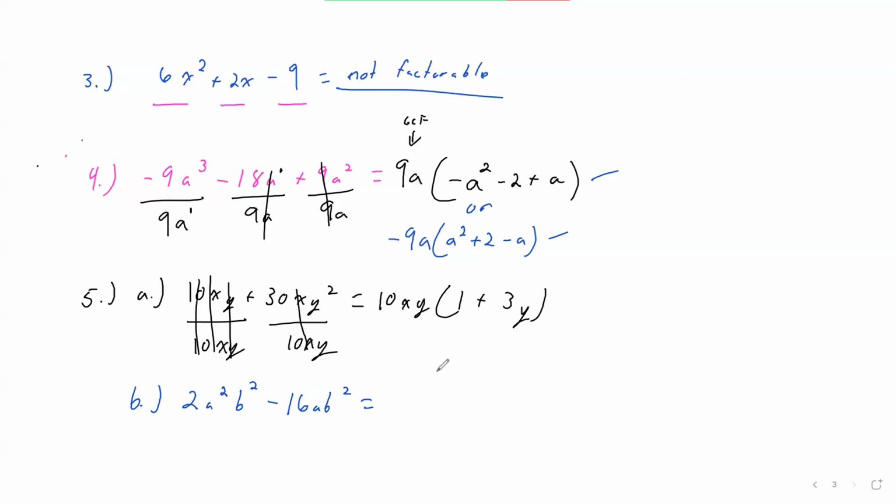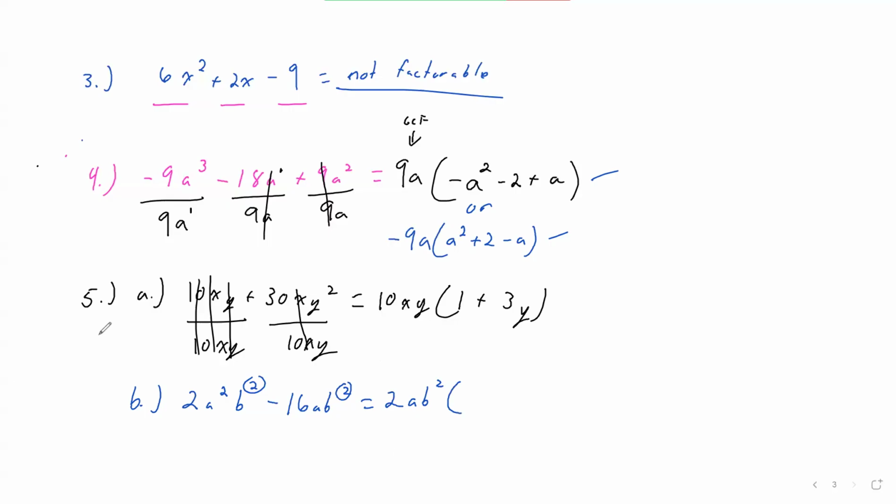Okay, I agree. Ooh, I agree. So the 2 is the smallest. It goes in the 16. They both have an A. A is 1, the smallest exponent. But for B, both B's have a square. So the square would be the smallest because they both have the same thing. Does that make sense? Yes. Okay.